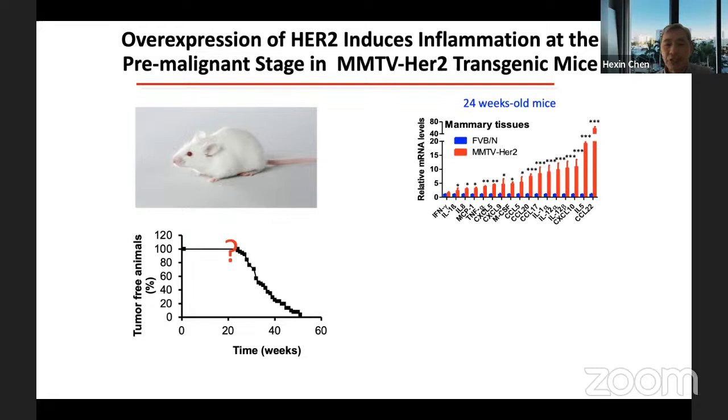So we chose a time point before the tumor development. We took the mammary tissues to analyze the gene expression pattern. One of the interesting things we found is that a lot of inflammatory genes were expressed during this stage, at this pre-malignant stage. Inflammation at this stage is not that surprising, because we know cancer is also associated with inflammation.